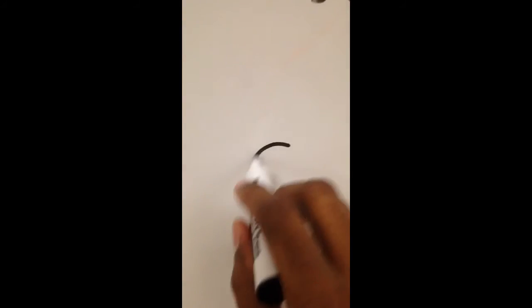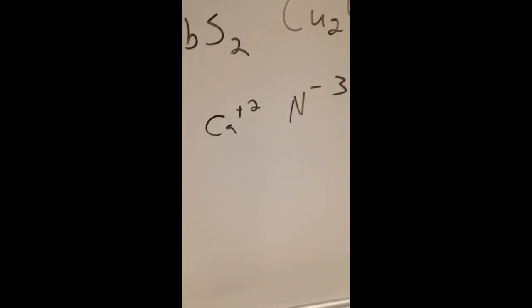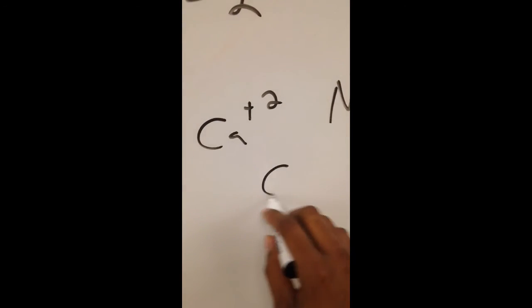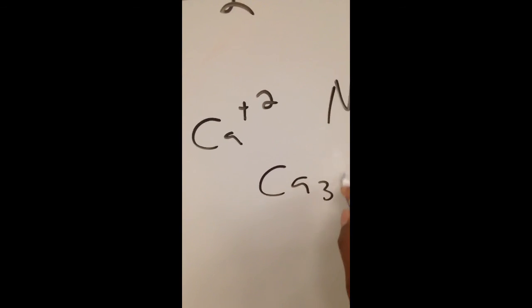All right, and for one of the other ones we did, which we found was pretty interesting, was calcium nitride. Again, you have calcium, Ca +2, and you have the nitrogen, which has a -3. So you have Ca +2 and N -3. So when you do the crisscross there, you're going to have Ca3N2.